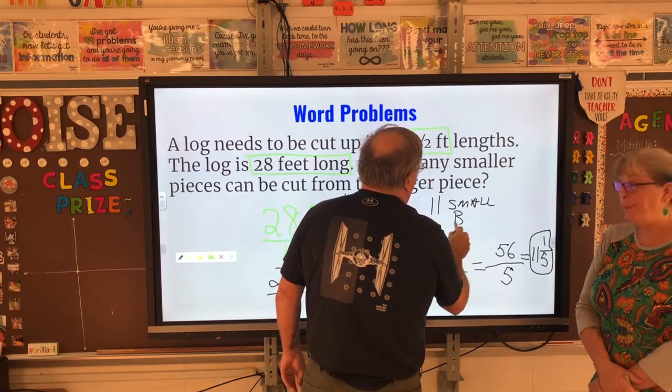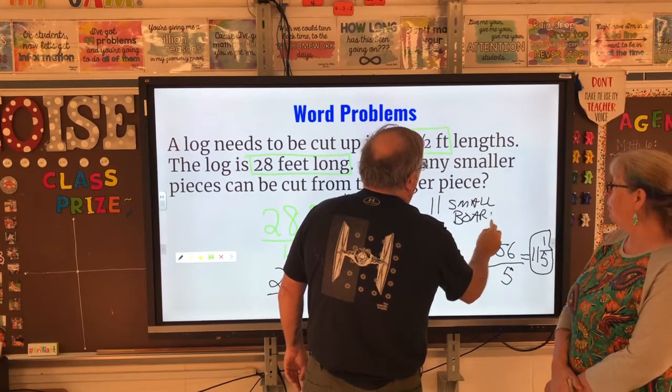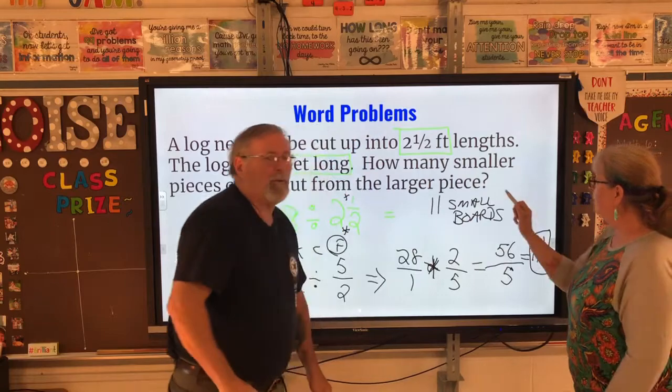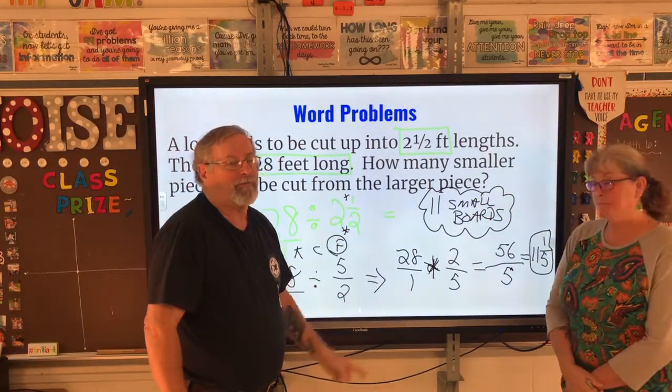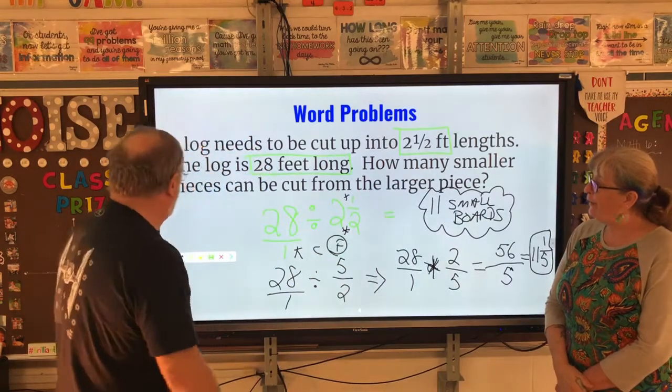And because it's a word problem, we must have the words to go with it. We definitely want to tell what our units are, what is the thing that we're actually finding. So 11 small boards. All right.